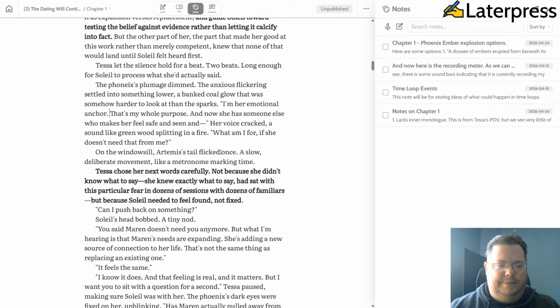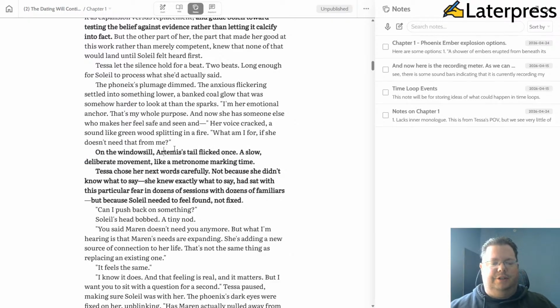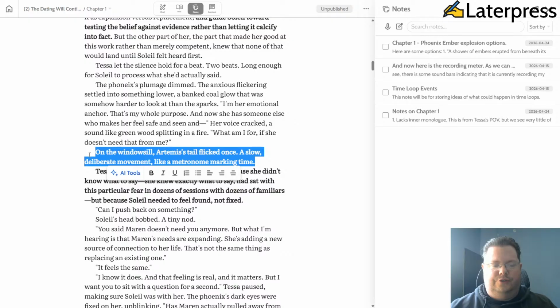On the windowsill, Artemis's tail flickered once, a slow, deliberate metronome, or a small, deliberate movement like a metronome marking time. I should have bolded this too, because we have established that Artemis is familiar with the words that I added earlier, but not that Artemis is a cat. And this particular paragraph doesn't really add anything to the emotional movement of the scene. It's kind of reminding us that the cat is in the room.